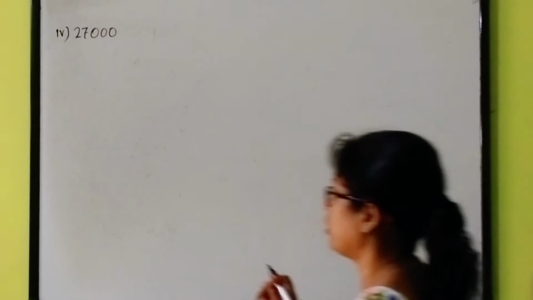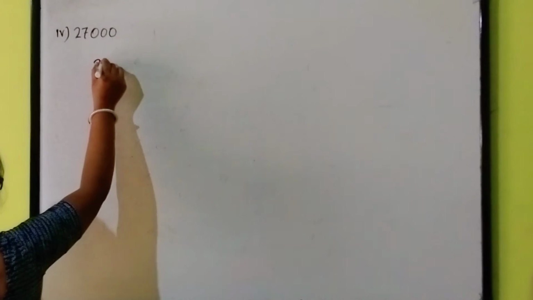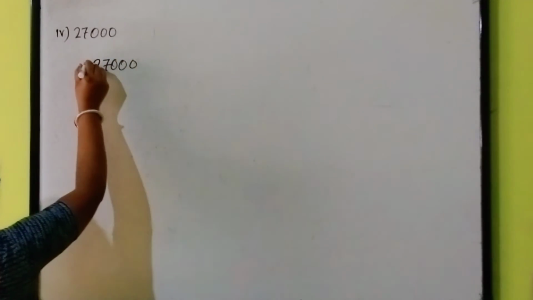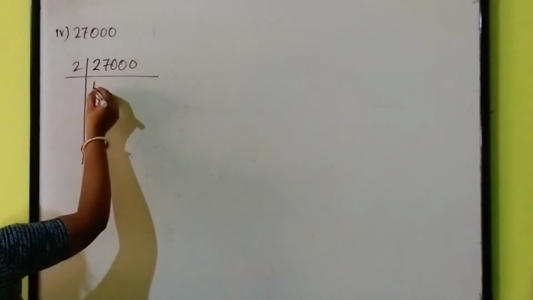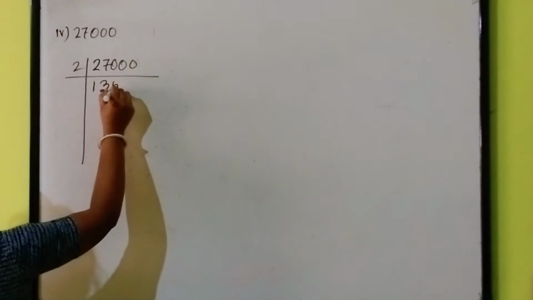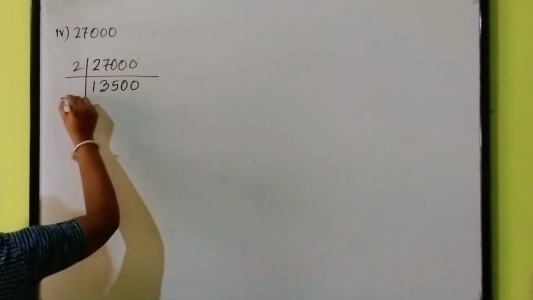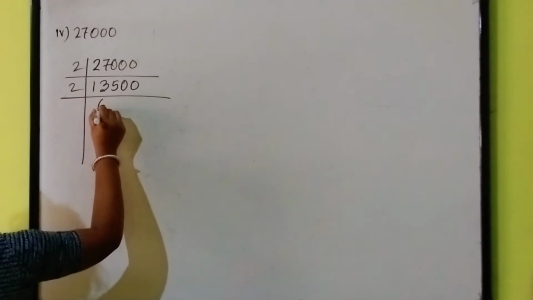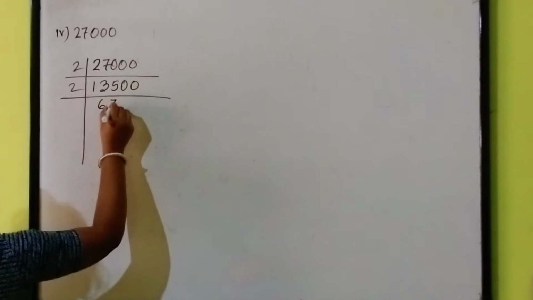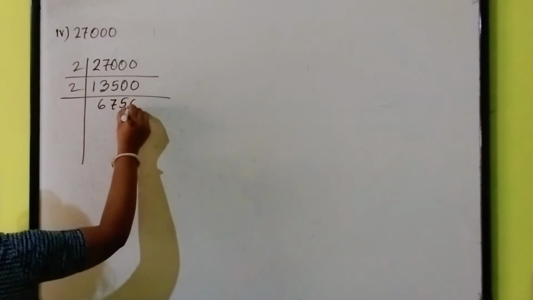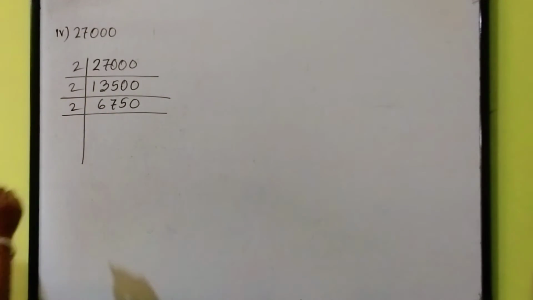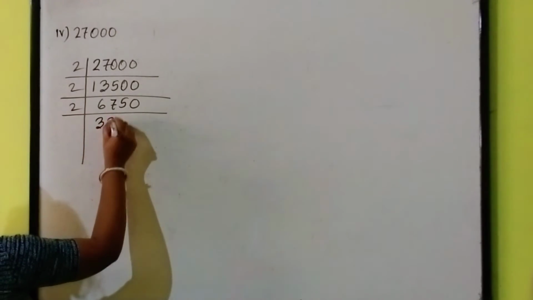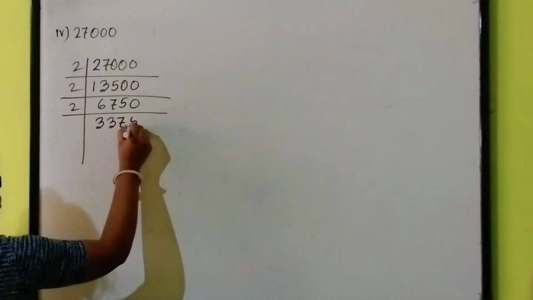Now next see the problem: 27,000. You have to find out the cube root of 27,000. Okay, so let us find out this. 2 1s are 2, 2 3s are 6, remainder 1, 2 5s are 10, 2 0s are 0, 2 0s are 0. Then 2 6s are 12, remainder 1, 15, 2 7s are 14, remainder 1, 2 5s are 10, 2 0s are 0. Okay. 2 3s are 6, 2 3s are 6, remainder 1, 2 7s are 14, 1, 2 5s are 10.